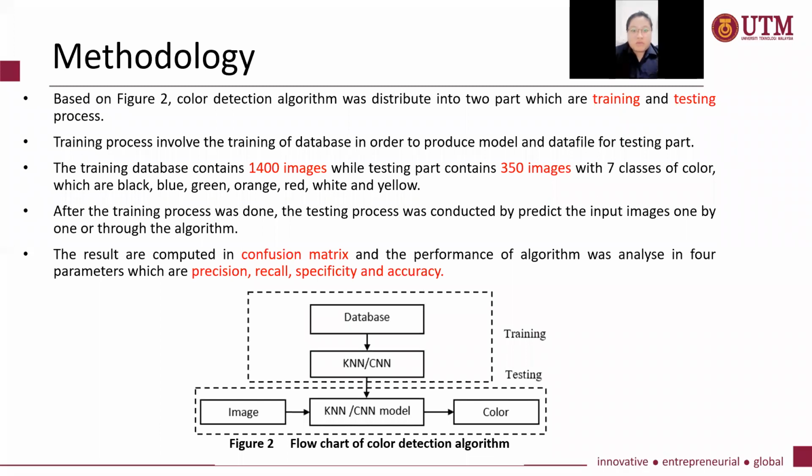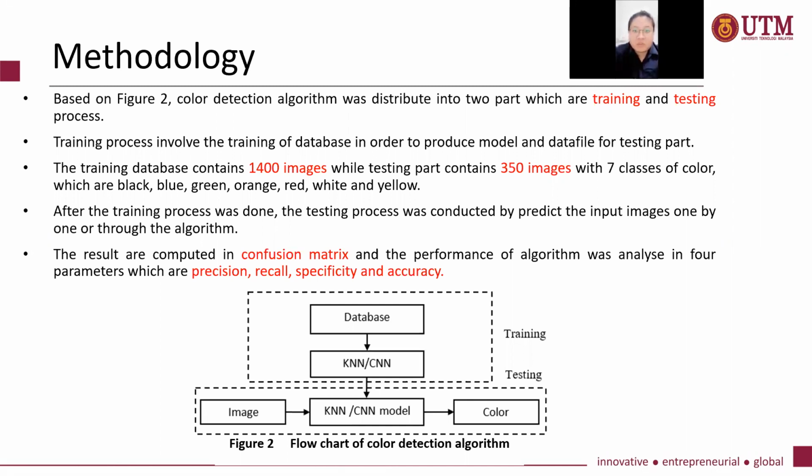Methodology. Figure 2 shows the flowchart of the color detection algorithm, KNN and CNN. Based on Figure 2, the color detection algorithm is distributed into two parts, which are the training and testing process. The training process involves training on a database in order to produce a model and data file for the testing part. The training database contains 1,400 images, while the testing part contains 350 images with 7 classes of color, which are black, blue, green, orange, red, white, and yellow.